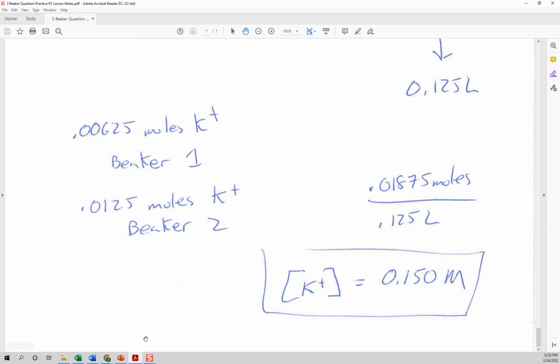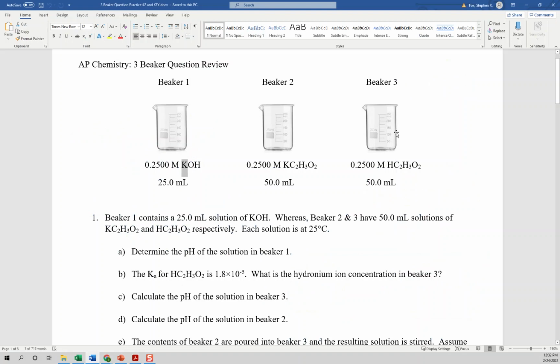So that's an example of a 3-beaker question. We're doing another one in class. There's another one on your 5-3 assessment. And don't be surprised when you see a similar question on the test. When I say 3-beaker question, this is what I'm talking about, and you should lock it in.